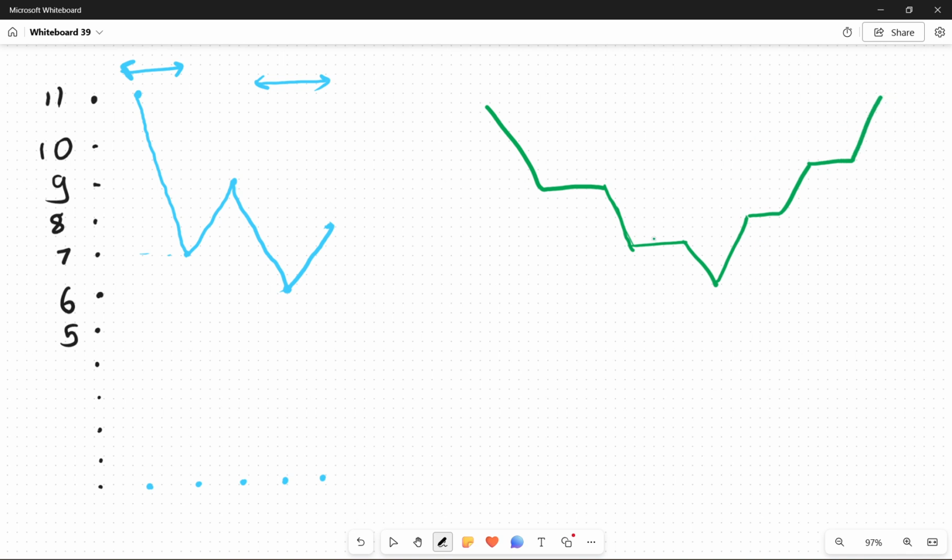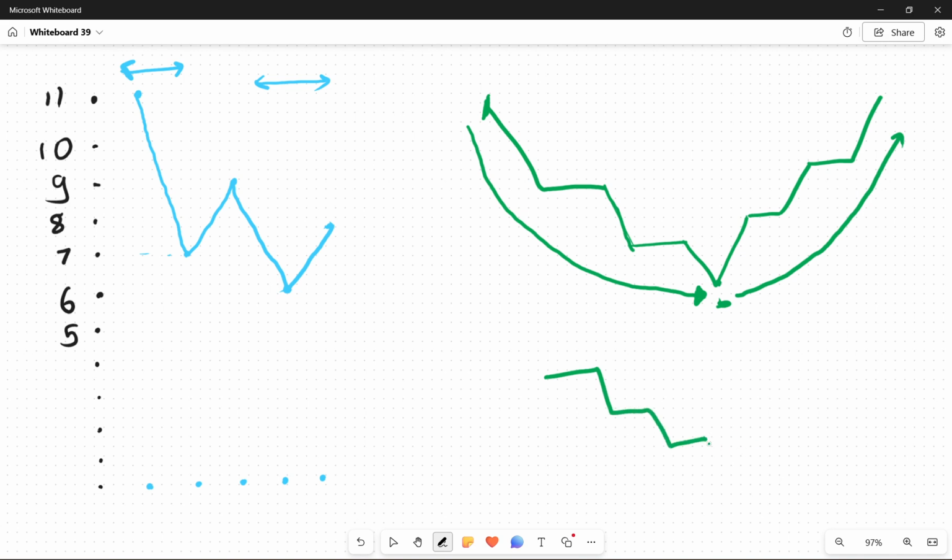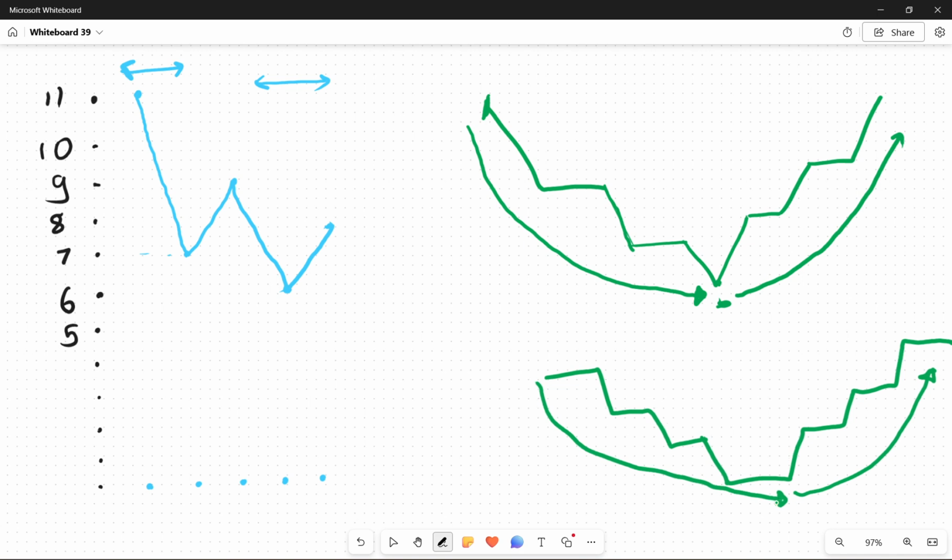What I'm trying to say is that it is non-increasing till a certain point from the start, and it is non-decreasing from that same point. Or it could have been something like this as well, but from here it is non-decreasing, and till here it is non-increasing.